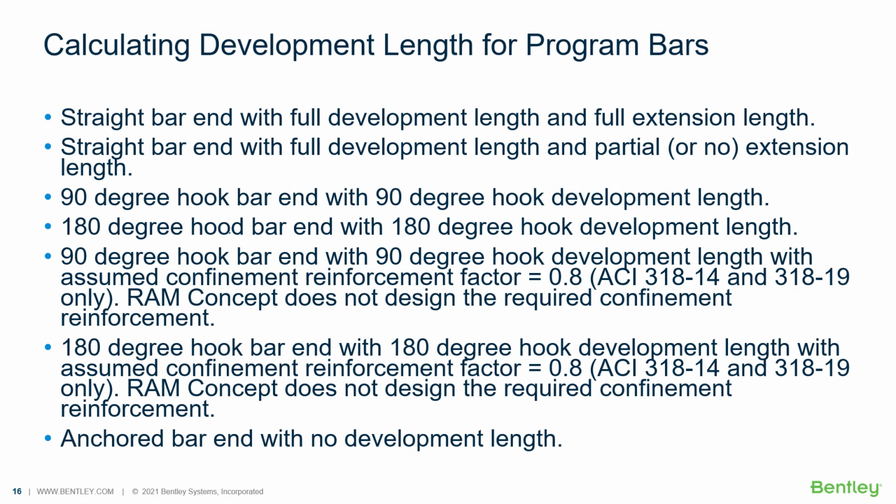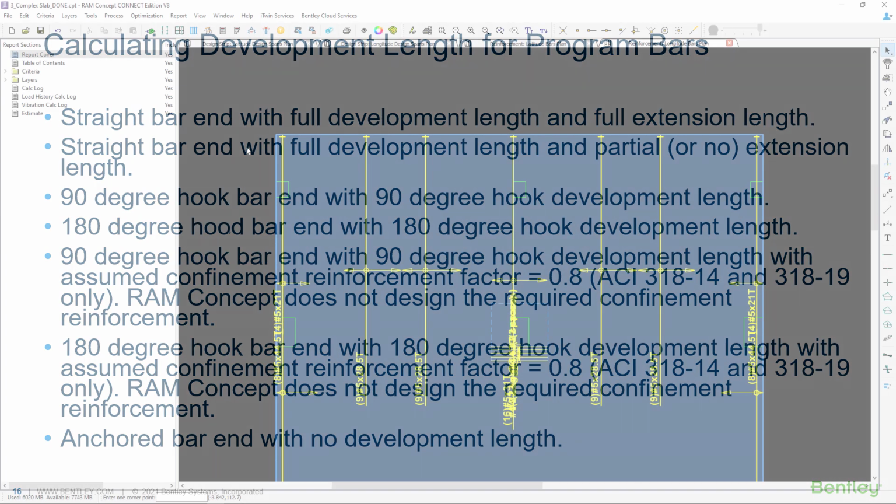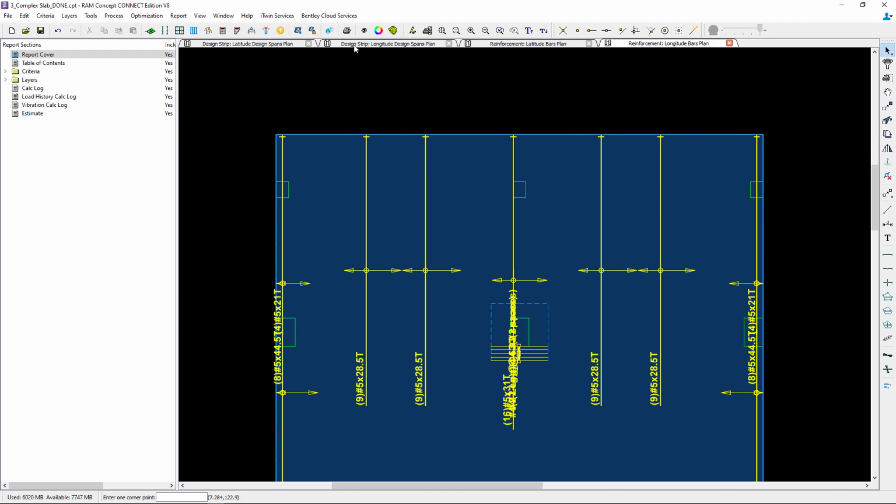Now before we modify our design span properties, let's also take a look at how RAM Concept will calculate the development length for program bars. When laying out program design bars according to the ACI 318, RAM Concept will use the first option in this list that fits in the slab. This information is also available in the RAM Concept help manual. So let's go ahead and take a look at that.